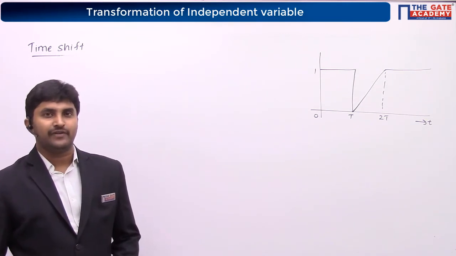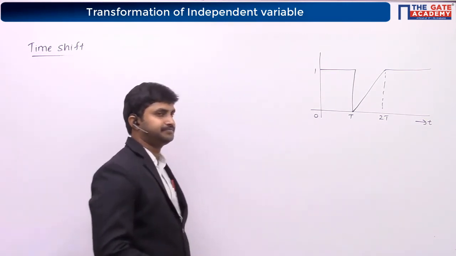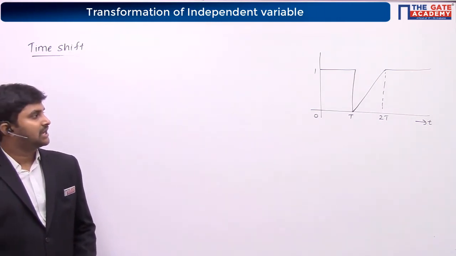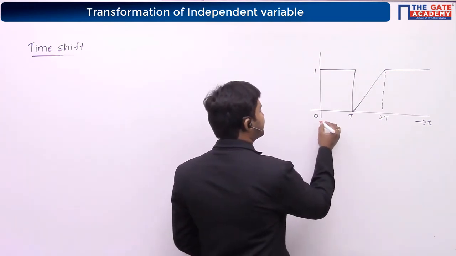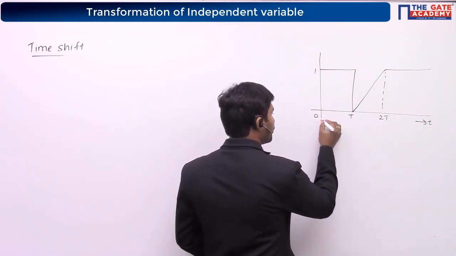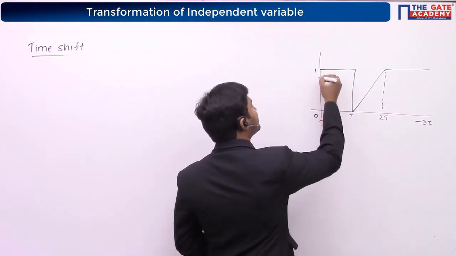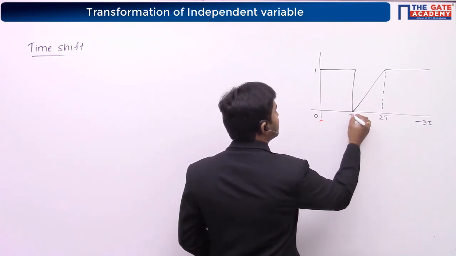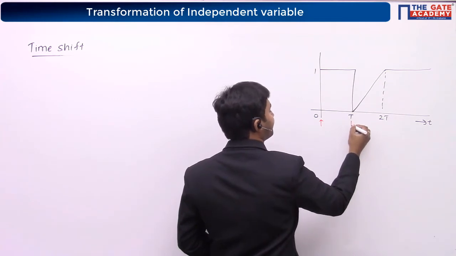What are the points where there is a sudden change in the value of amplitudes? You can see at t is equal to 0, suddenly the amplitude increases from 0 to 1. At t is equal to capital T, amplitude falls down suddenly.